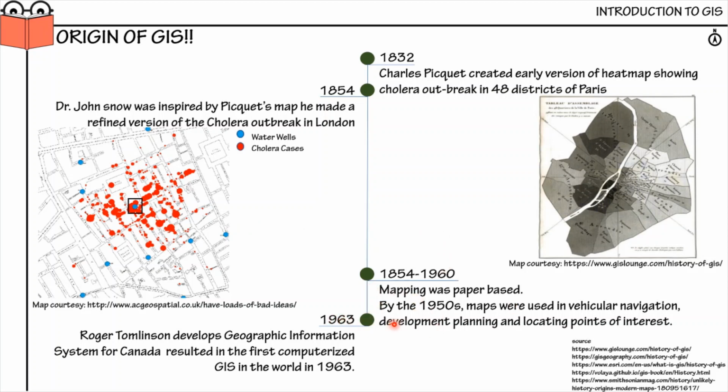Further, for roughly the next 100 years, that is between 1854 to 1960, nothing significant happened in the GIS phenomena. Nothing specific happened. Mapping was still paper based. In 1950, for the first time, they started using maps for navigation. So later in 1963, Roger Tomlinson, whom we call the father of GIS, coined the word GIS, Geographic Information System, and this was developed to map the natural resources of Canada.